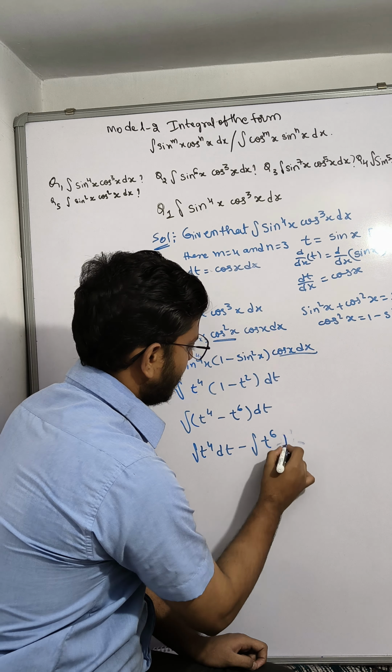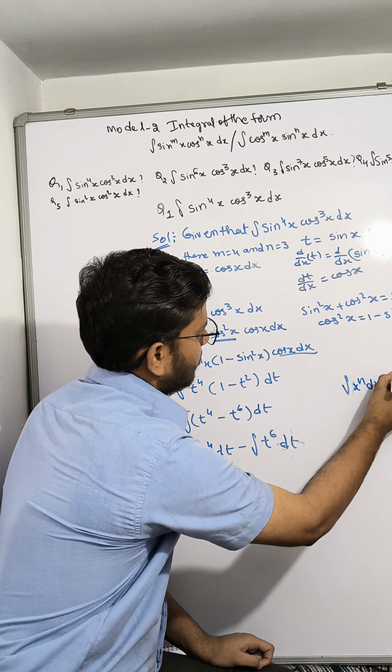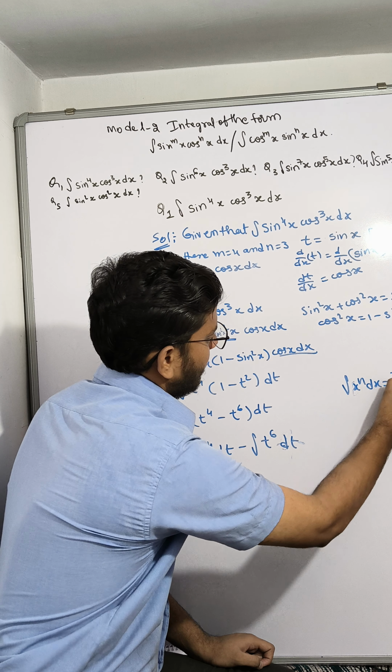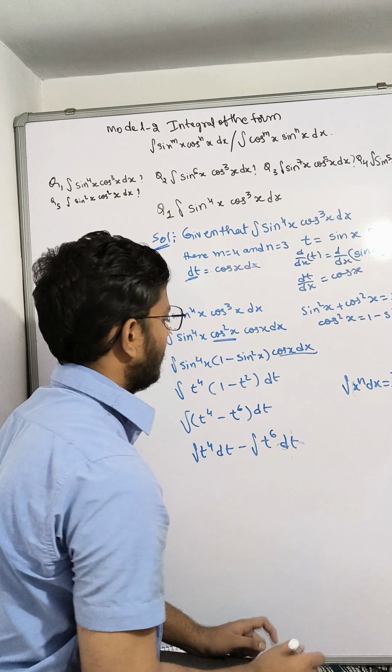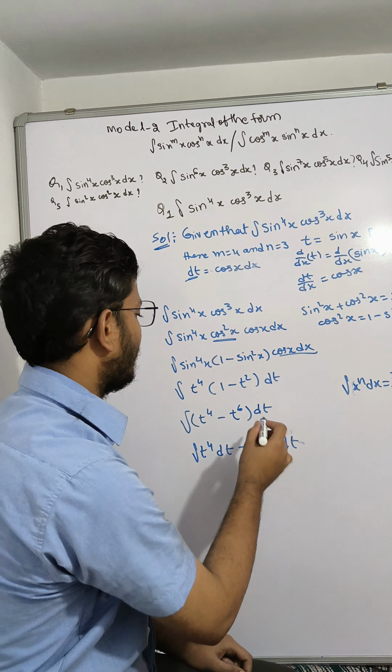It looks like the formula integral x to the power of n dx is equal to x to the power of n plus 1 by n plus 1. Here, what is the formula? t to the power of 4 into t to the power of 2 is equal to t to the power of 6. a to the power of m into a to the power of n is equal to a to the power of m plus n formula.